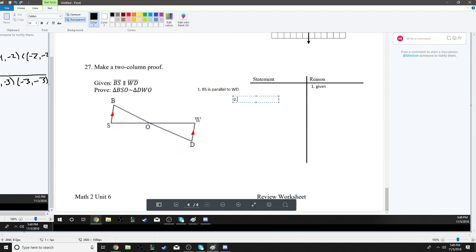Second statement. What does it mean to be parallel? Well, if they're... get out of the way. No, you.